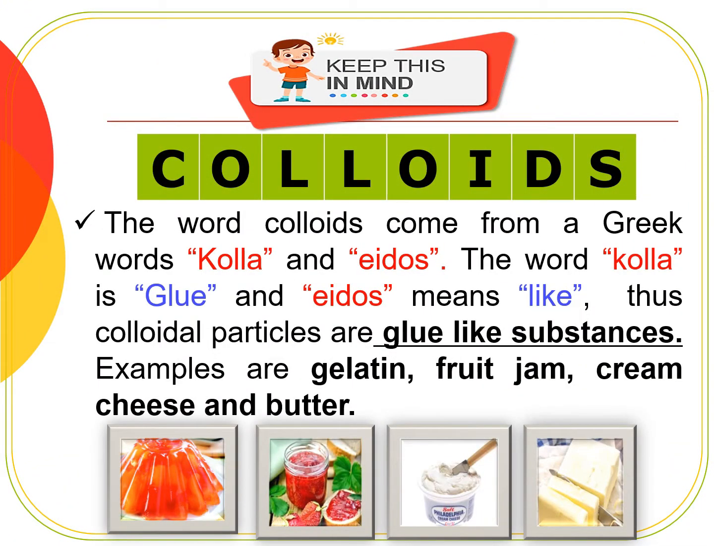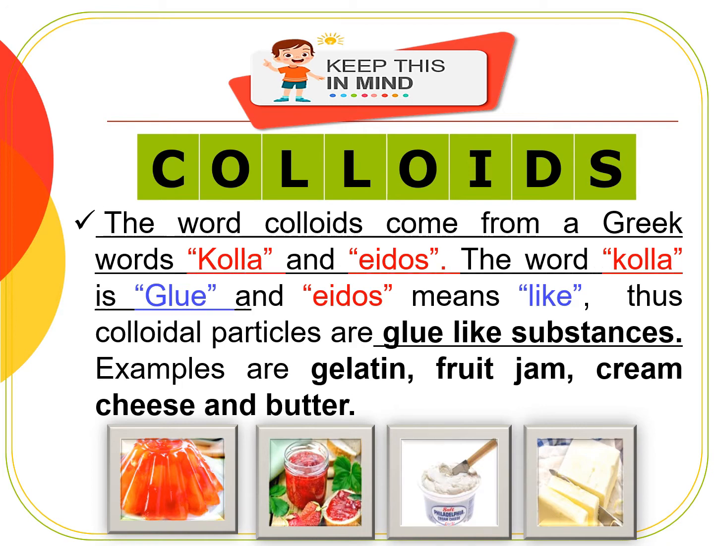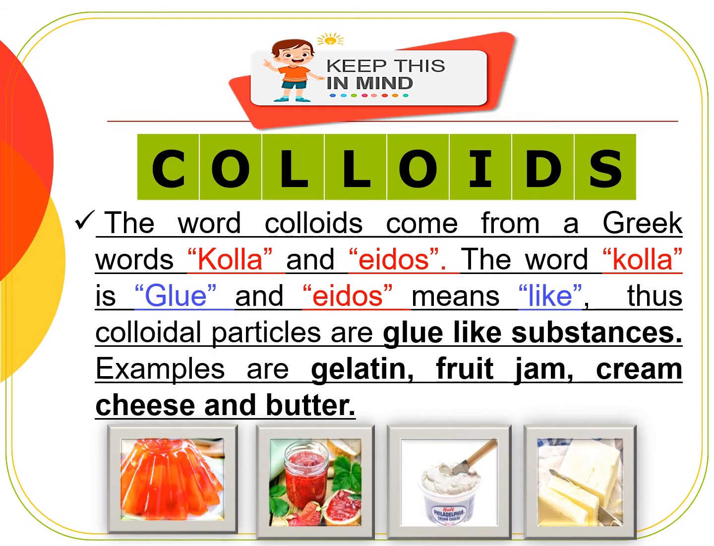The first set of pictures are all about colloids. What are colloids? The word colloids come from a Greek words colla and eidos. The word colla is glue and eidos means like. Thus, colloidal particles are glue-like substances. Examples are gelatin, fruit jam, cream cheese, and butter.